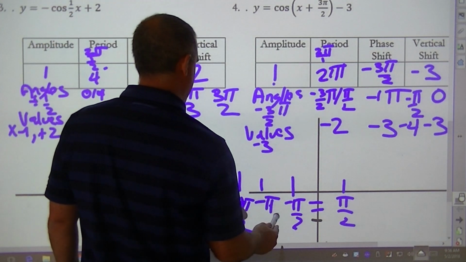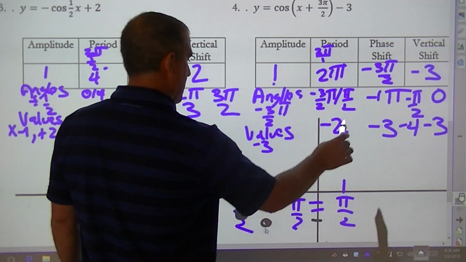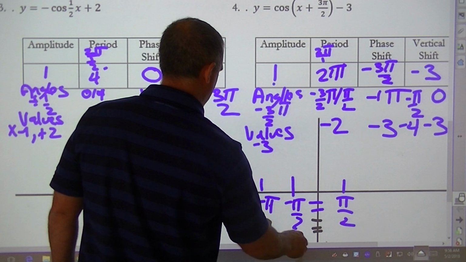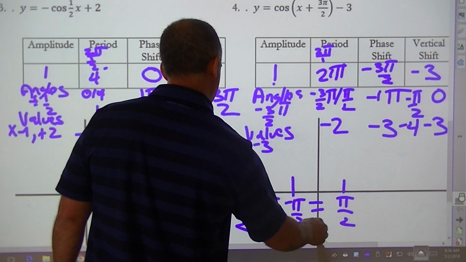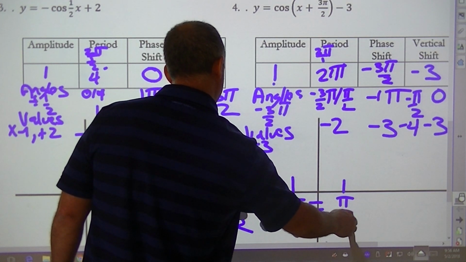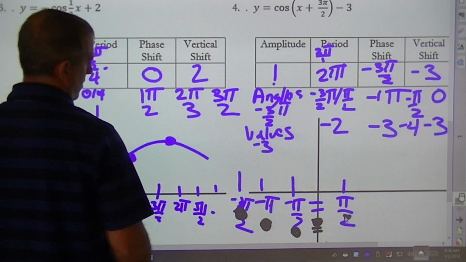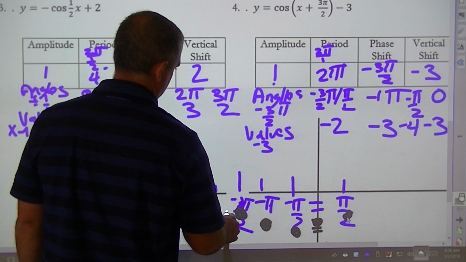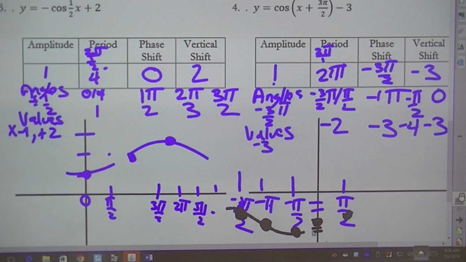Okay, so I'm down at negative 3. At negative pi over 2, I'm down at negative 4. At 0, I'm back at negative 3. And then at pi over 2, I'm back at negative 2. So this is what my curve looks like. Okay.